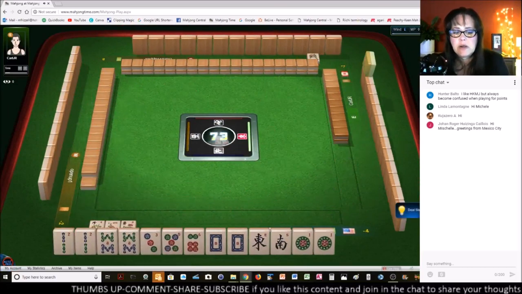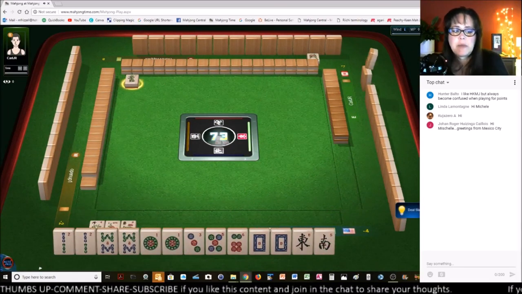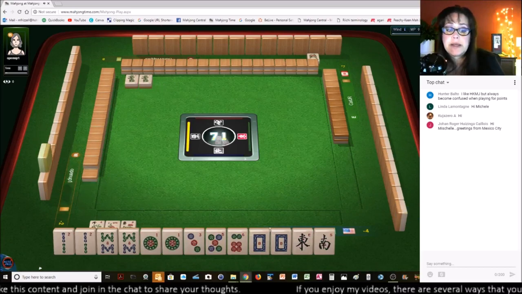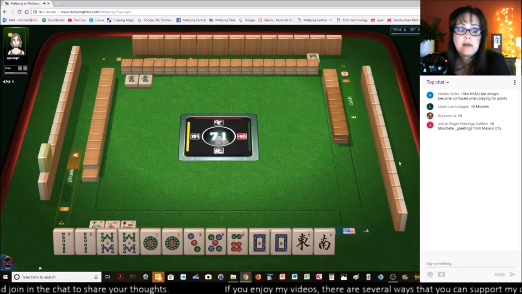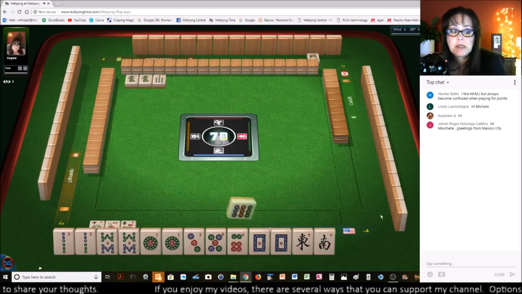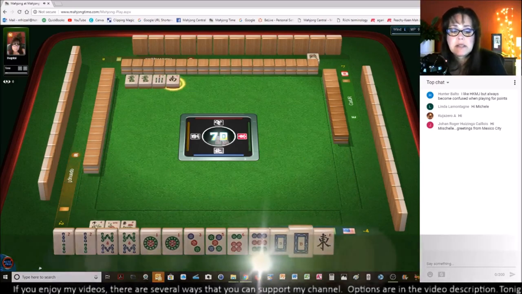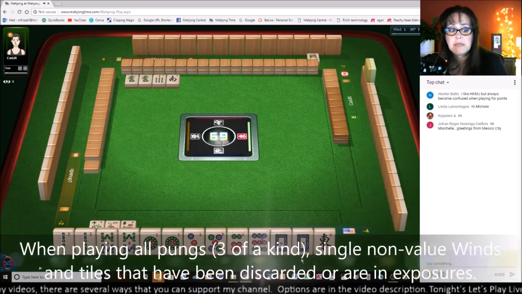Okay, so here we do have a pair of white dragons, a pair of one dots, a pair of eight bams, and a pair of two bams. We should play all pung, all three of a kind. Four pair, that should be a good all pung hand. So let's get rid of the tiles that are not pungs.